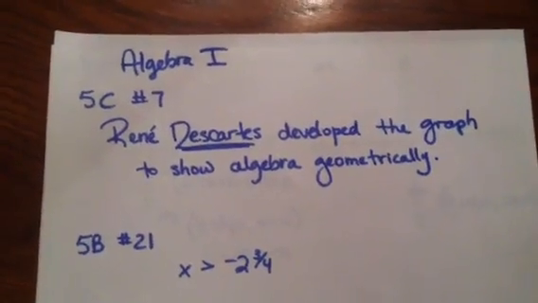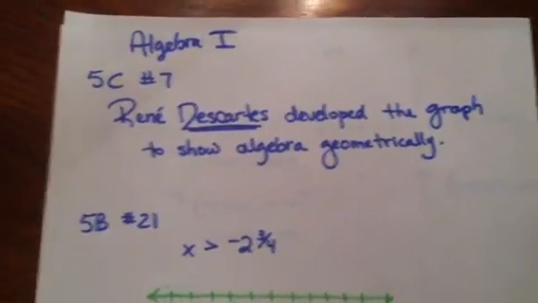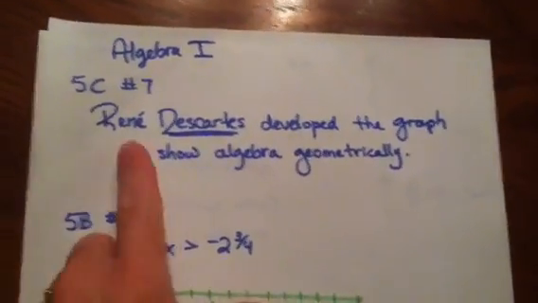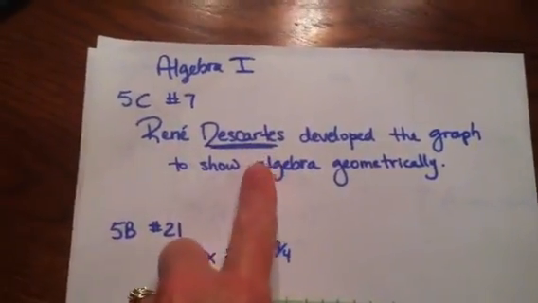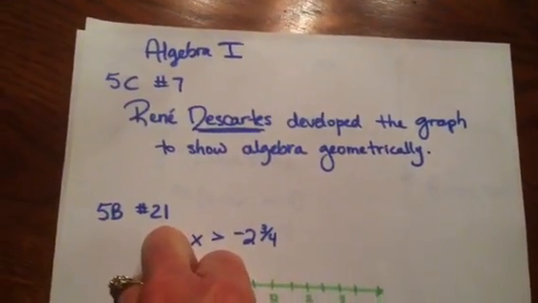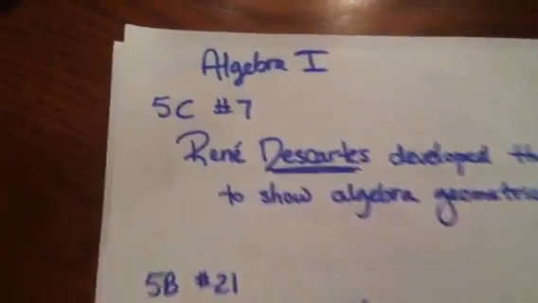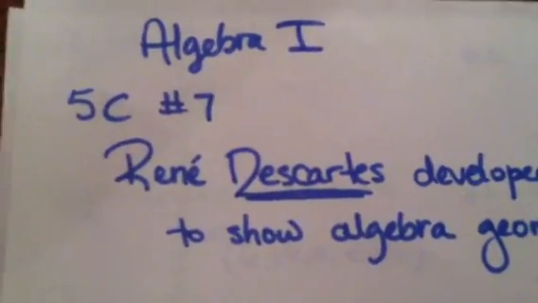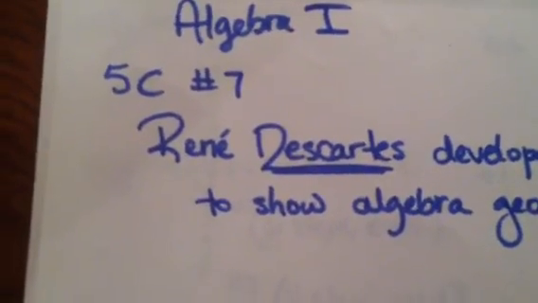All right, this is for Algebra 1. This is 5C, and I did not mention this in class, but we have Rene Descartes to thank. He is the one that developed this graph to show algebra geometrically. So let me focus in on this is Rene Descartes. So that is who we have to thank for this lovely graphing that we're getting ready to start.